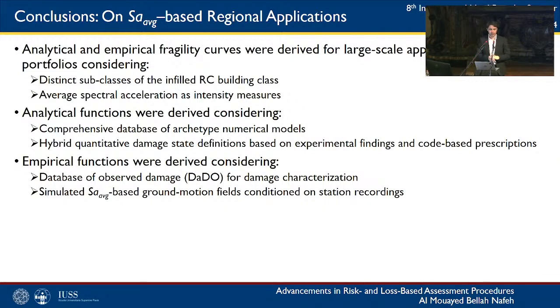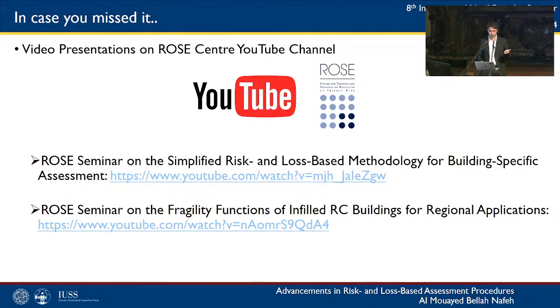On the regional application side of things, we've derived both analytical and empirical fragility functions using distinct subclasses of the infilled RC building class and, of course, the average spectral acceleration, our protagonist for this presentation, as the intensity measure. The analytical functions were derived using the compiled database of archetype numerical models and a hybrid damage state definition based on experimental findings and code-based prescriptions. The empirical functions were derived considering the DADO database for damage characterization and simulated average SA-based ground motion fields conditioned on station recordings. Extended versions of this talk are available on YouTube as part of 2 editions of the ROSE seminar.